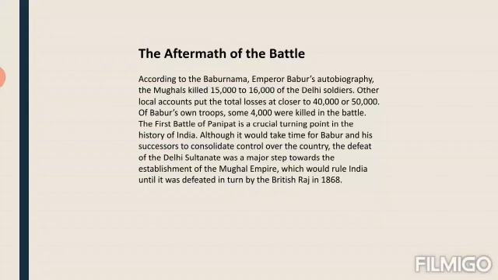Other local accounts put the total losses at closer to 40,000 or 50,000. Of Babur's own troops, some 4,000 were killed in the battle. The first battle of Panipat is a crucial turning point in the history of India. Although it would take time for Babur and his successors to consolidate control over the country, the defeat of the Delhi Sultanate was a major step towards the establishment of the Mughal Empire, which would rule India until it was defeated in turn by the British Raj in 1868.